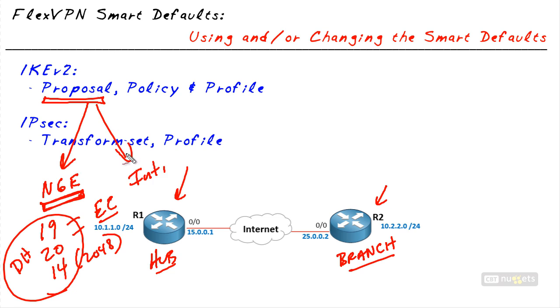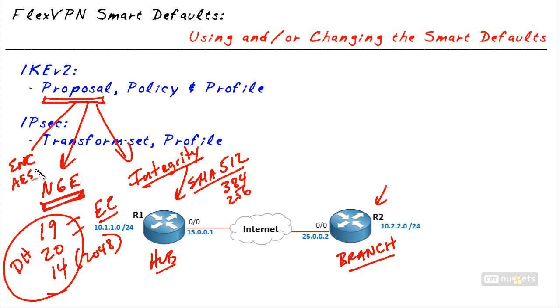As part of the proposal, it also specifies the hashing method for data integrity, and maybe the hub router supports SHA-512. It's also safe to say that if this router supports SHA-512, it'll also support SHA-384 and SHA-256 as part of its IKE version 2 proposals. And the major third piece in the proposal is the encryption. If R1 supports AES 256, it'll also support AES 192 and AES 128. So here's the big three in the IKE version 2 proposals: the Diffie-Hellman group, the encryption we're going to use, and the hashing algorithm we're going to use.